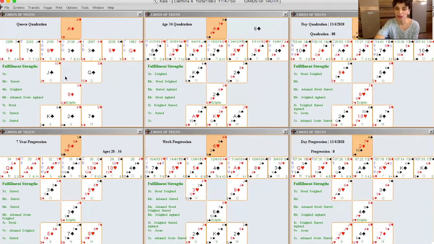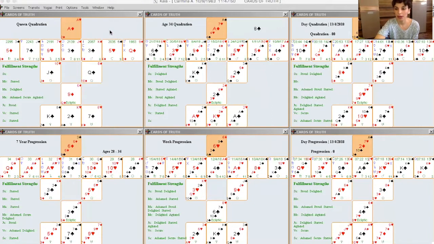And then the next 2 cards are the North Node and the South Node. You probably figured out that we read from right to left. So the North Node, Rahu, the South Node, Ketu. And then the 10th card is the Ecliptic.